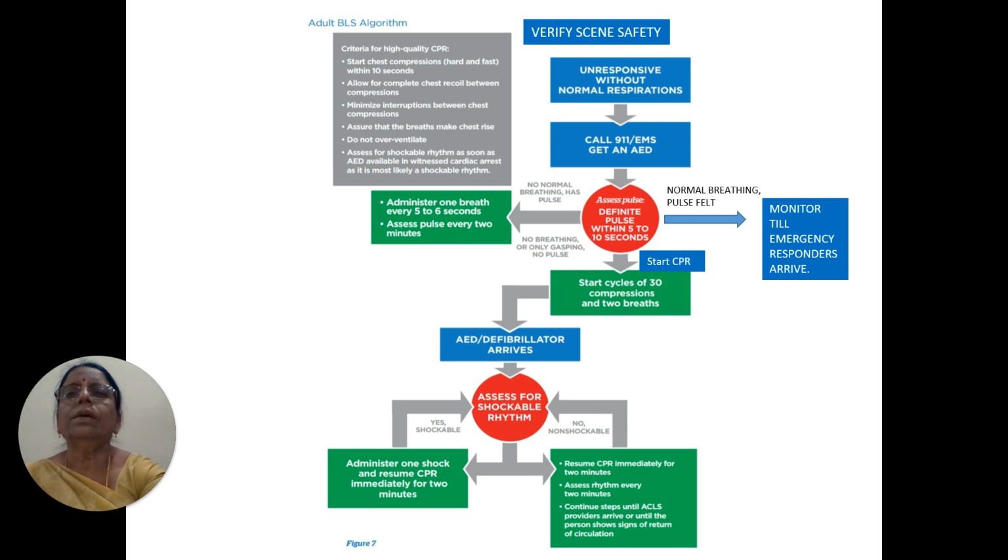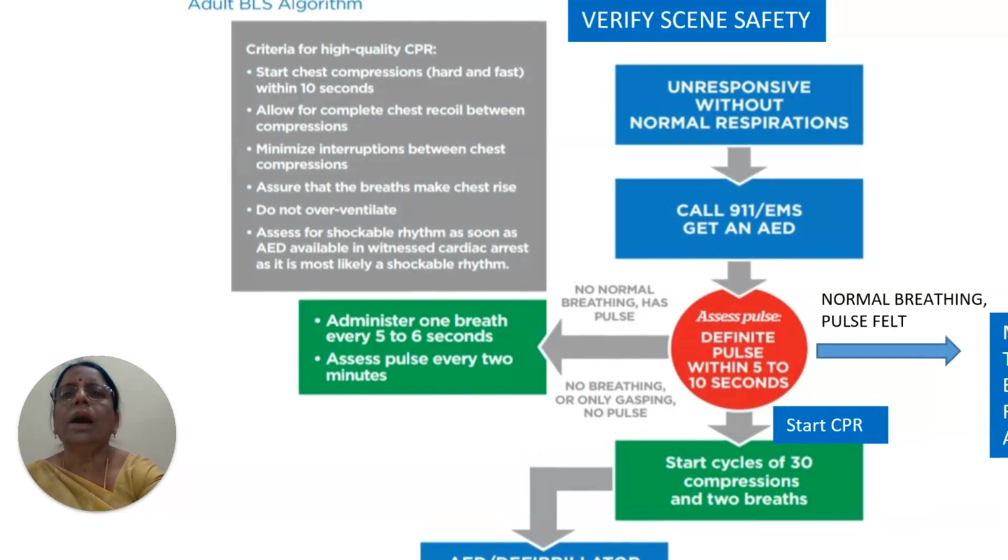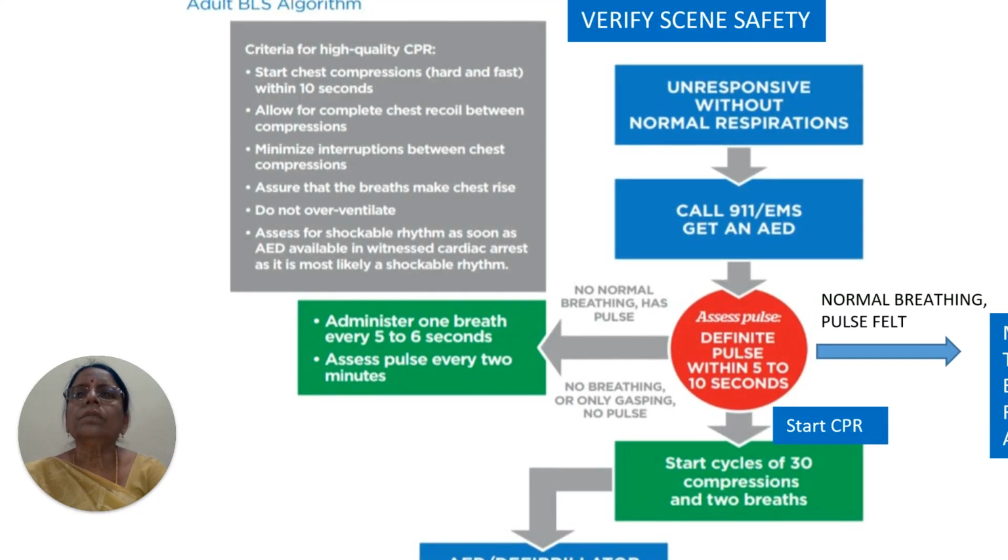So what is the criteria for giving high quality CPR? Start chest compressions hard and fast within 10 seconds. Allow for complete chest recoil between compressions. Minimize the interruptions between chest compressions. Assure that the breath makes the chest rise. So do not overventilate. Assess for shockable rhythm as soon as AED is available in witnessed cardiac arrest, as it is most likely a shockable rhythm.